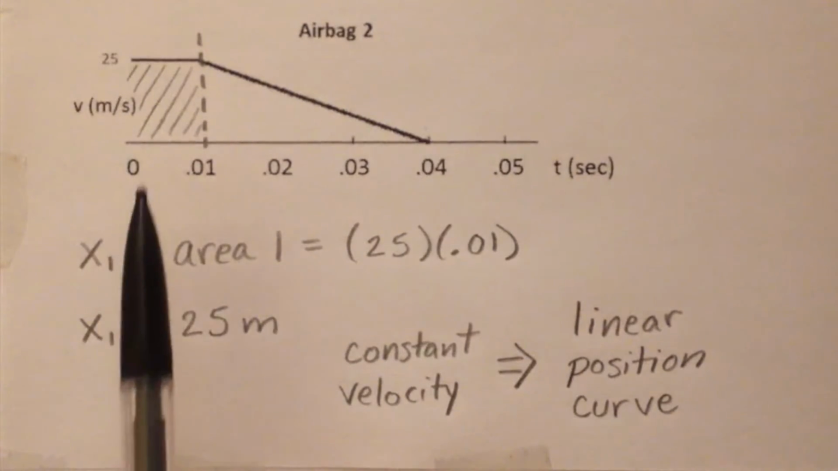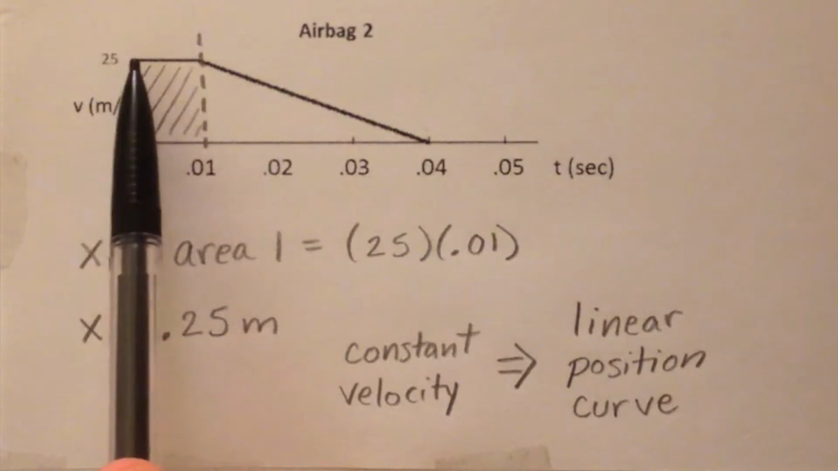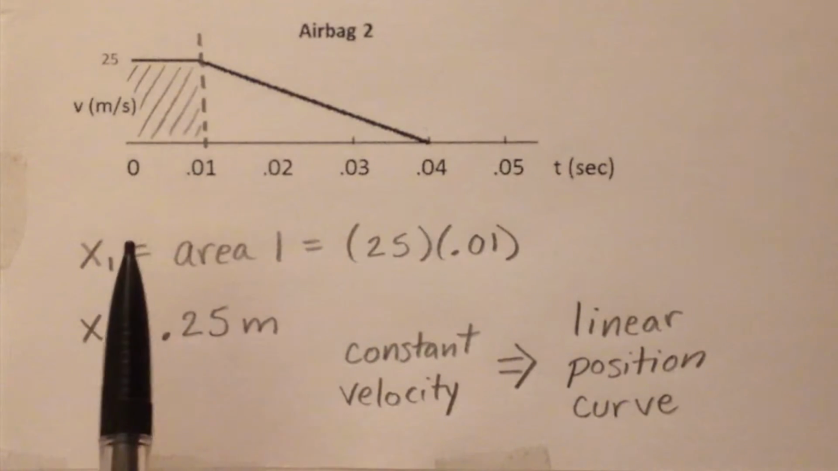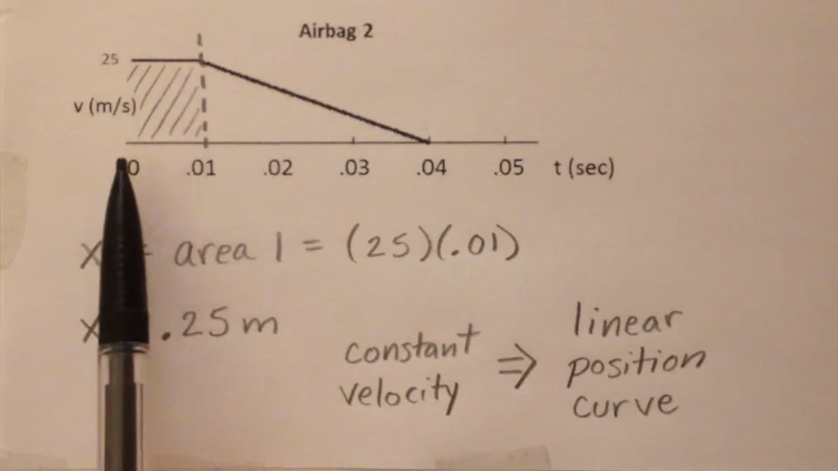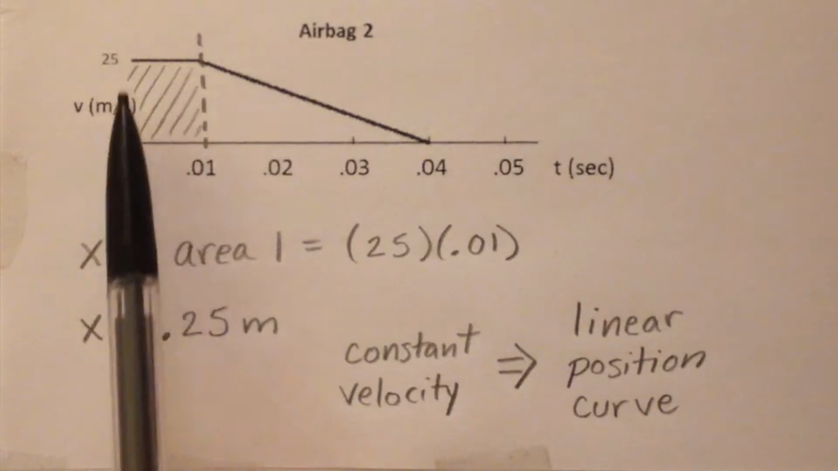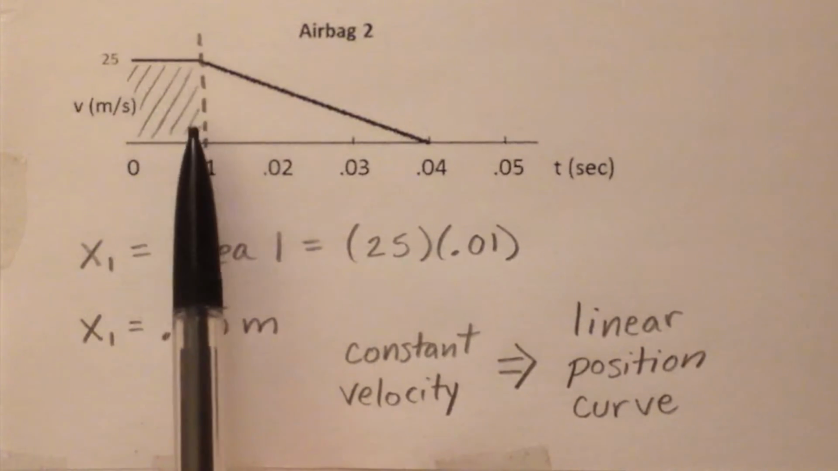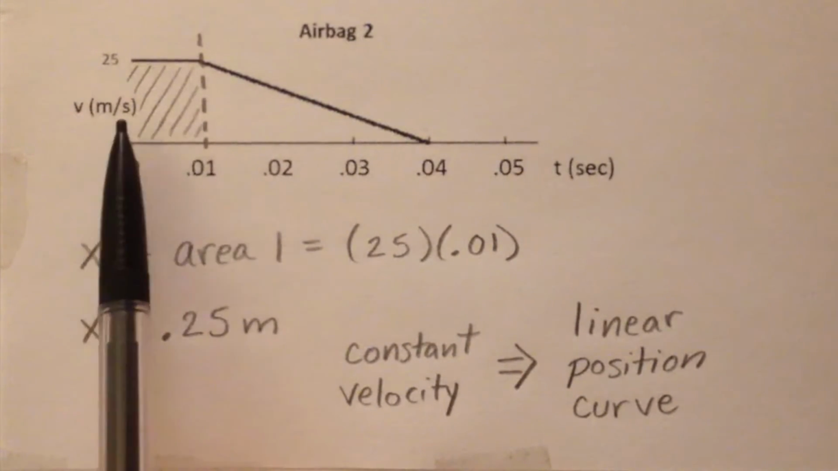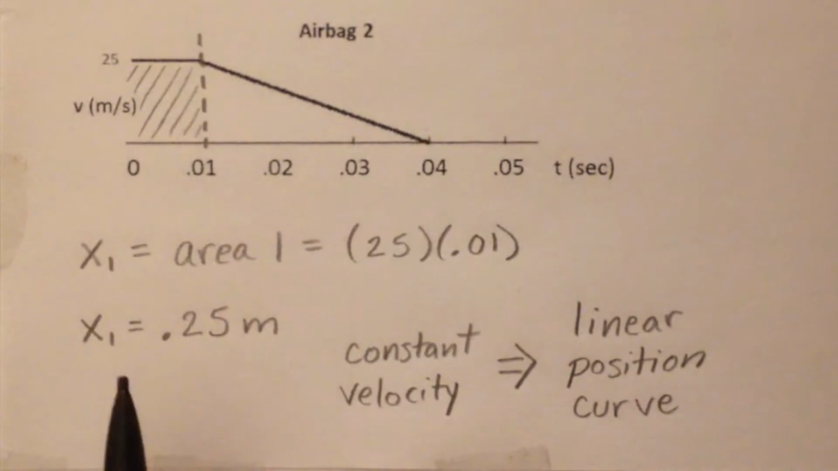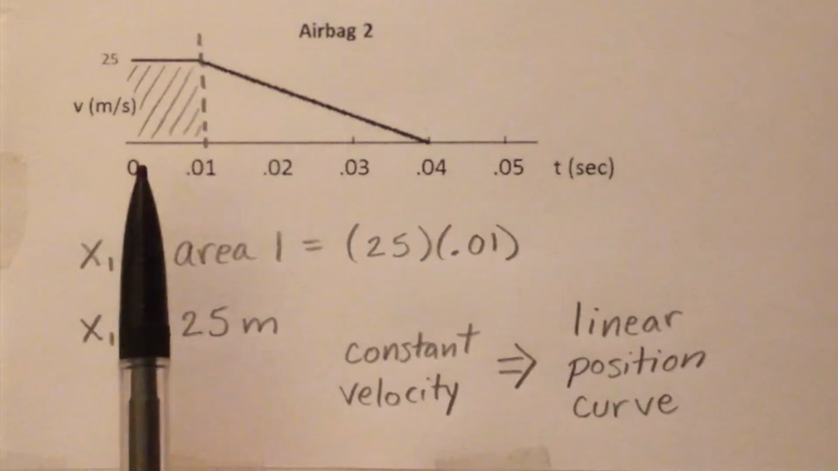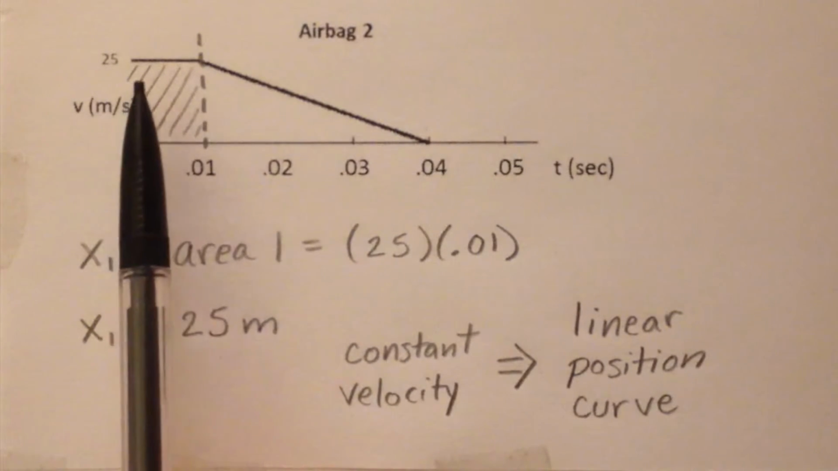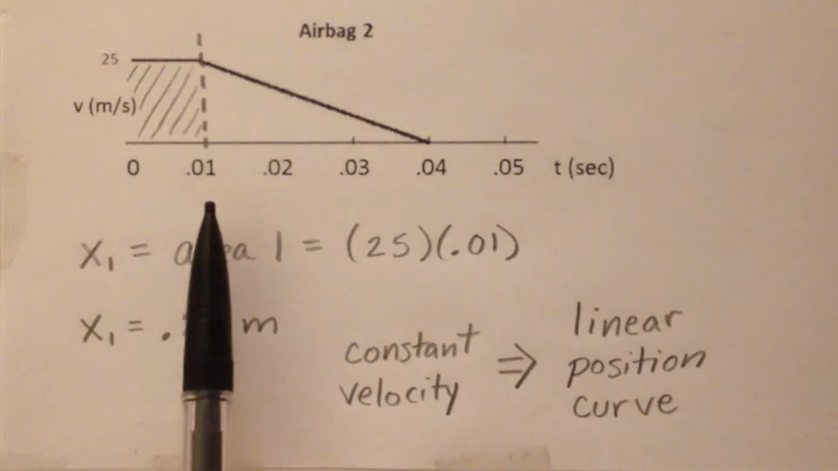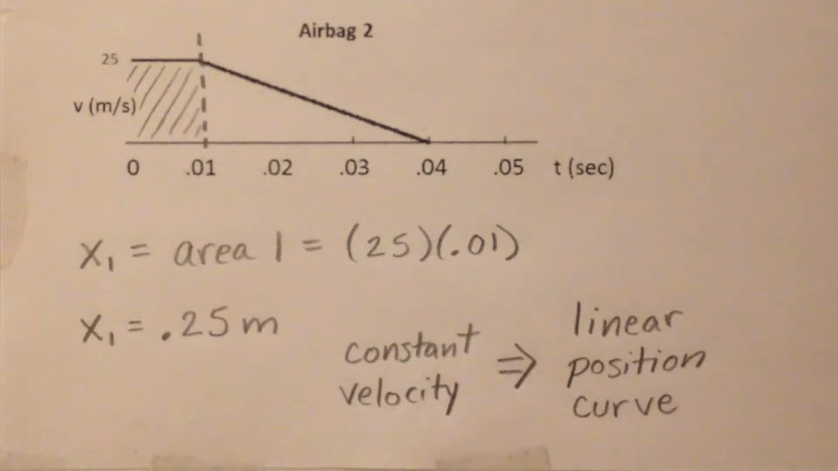Notice that we can split the velocity versus time graph into two regions, this rectangular region here, and this triangular region here. To find the distance traveled by the dummy between 0 and 0.01 seconds, we find the area under the curve in this region. To do that, we take the length, which would be 0.01, and multiply it by the height, which is 25, to find that the dummy traveled 0.25 meters in this time span. Because this is an area of constant velocity, when we look at this respective time on the position versus time graph, it's going to be linear.